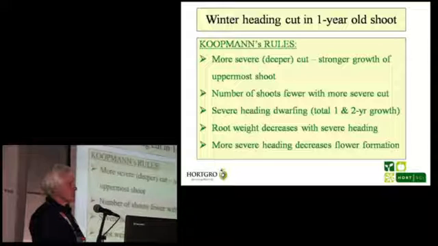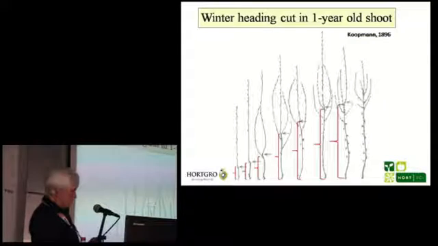If you do very severe heading, it's dwarfing. So if you add together, I'll just go back, if you add together what was left at the bottom here, plus what developed on top of that, if you do a very severe cut, the total growth will be less than in the case where you did a very light cut. Okay, adding up all of this growth here is a lot more than on this side.